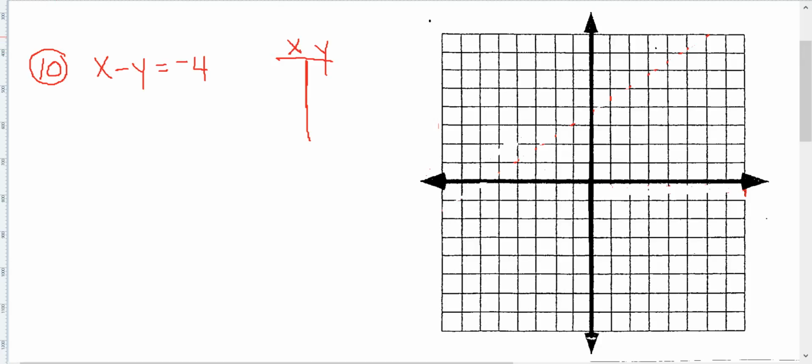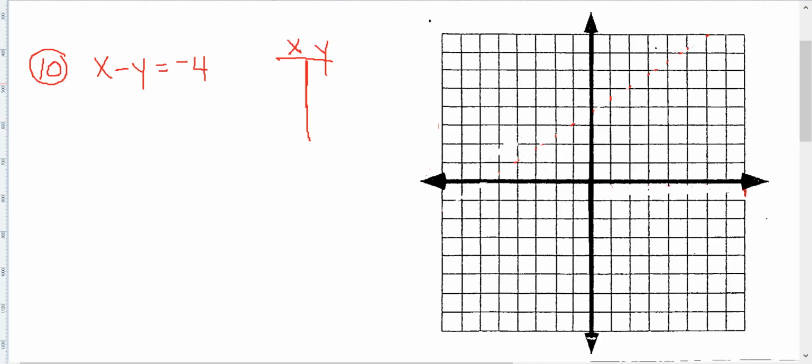Okay, for the next problem, number 10, the instruction says for objective B, graph each linear equation by finding and plotting its intercepts. Okay, and a clue for doing that is when the x and y are on the same side of the equal sign. They're not split up. All right, so it makes it quite easy to do.